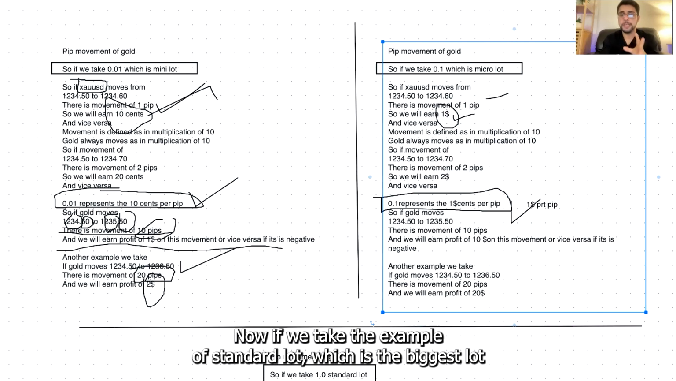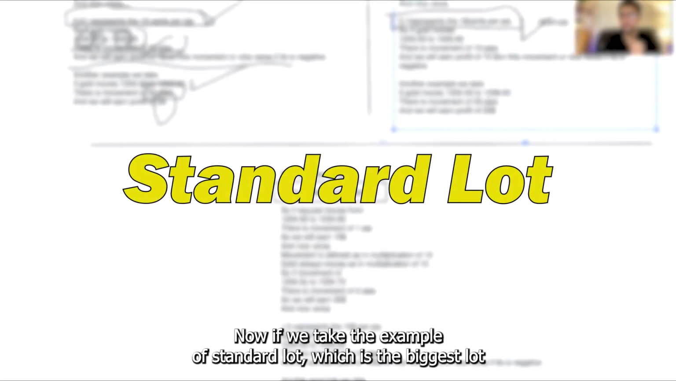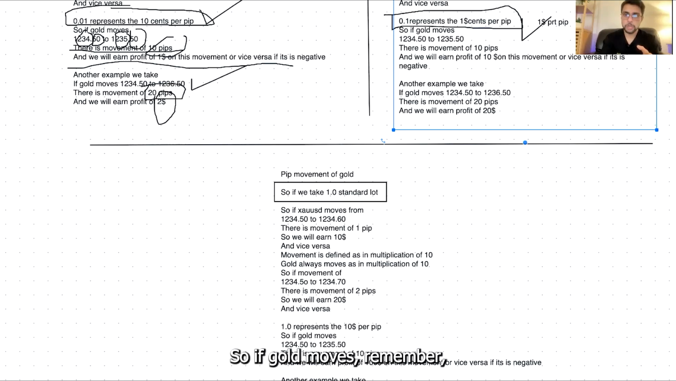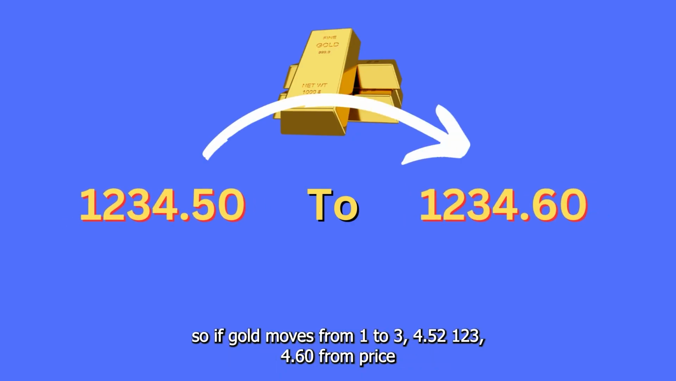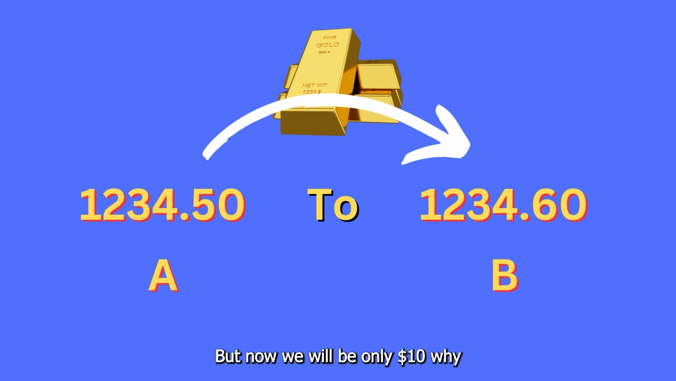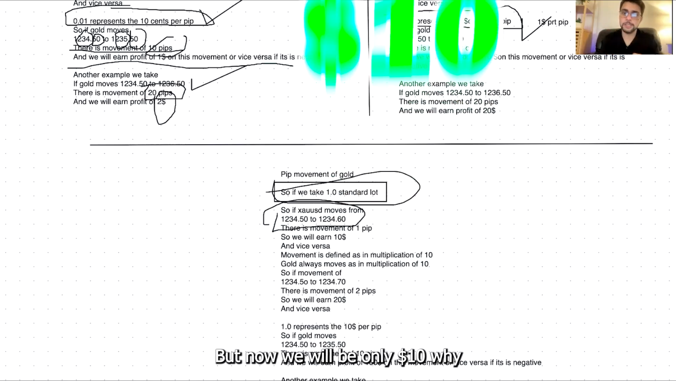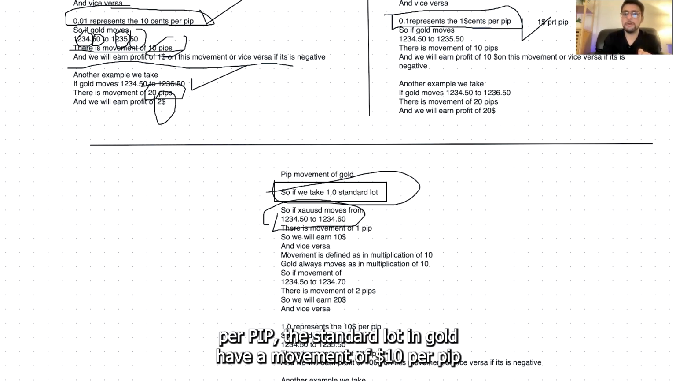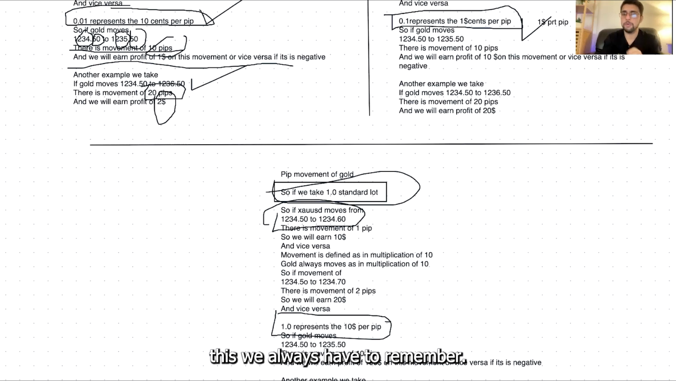Now if we take the example of the standard lot, which is the biggest lot and is known as 1.0, so if gold moves from 1234.50 to 1234.60, from price A to price B, then there is a movement of 1 pip like earlier. But now we will be earning $10. Why? Because 1.0 represents $10 per pip. The standard lot in gold has a movement of $10 per pip. This we always have to remember.